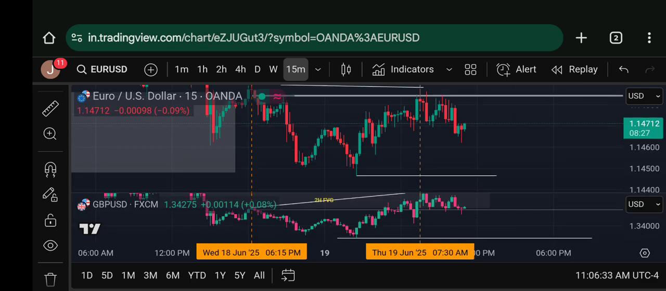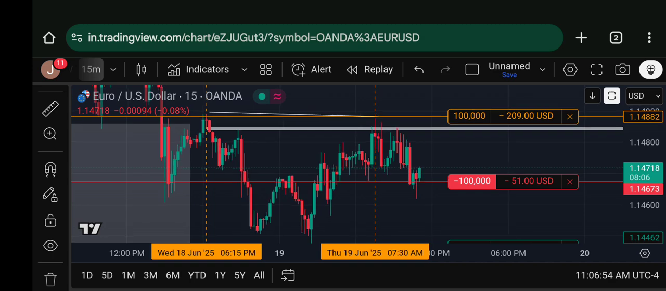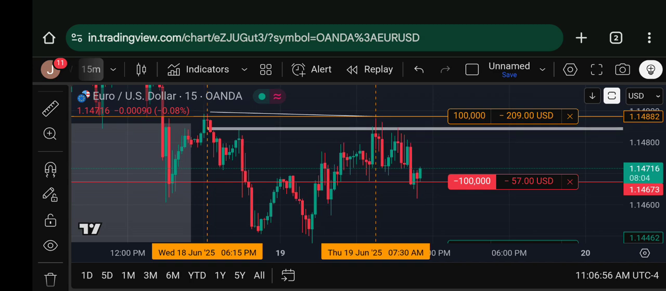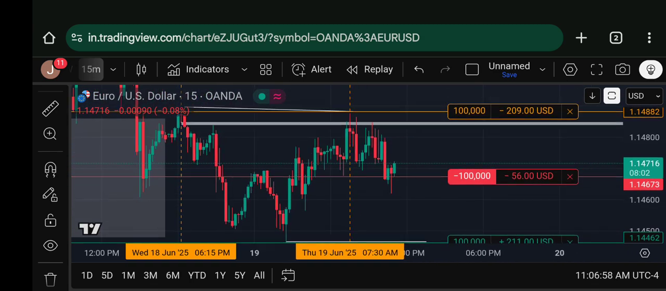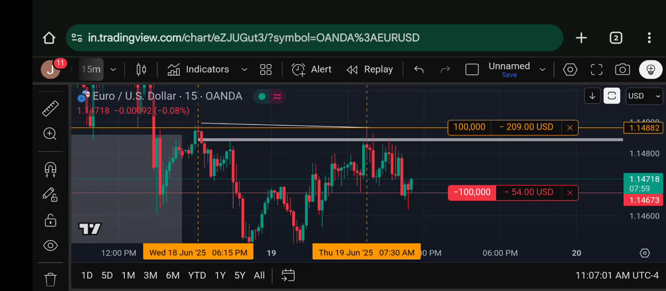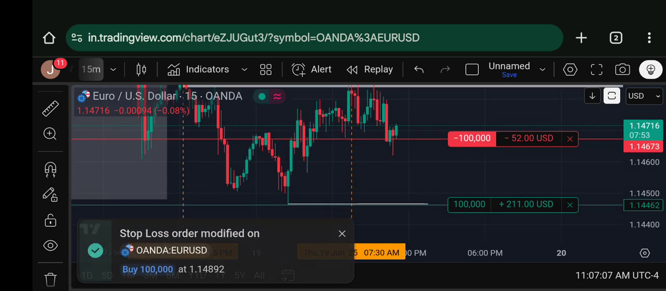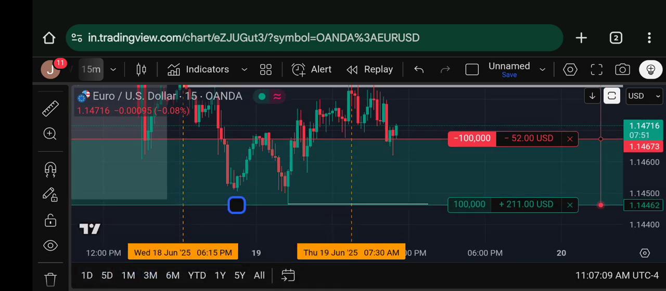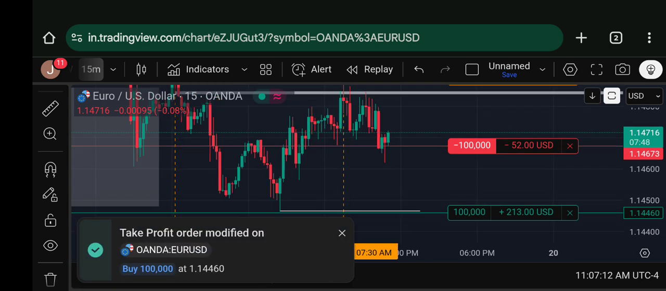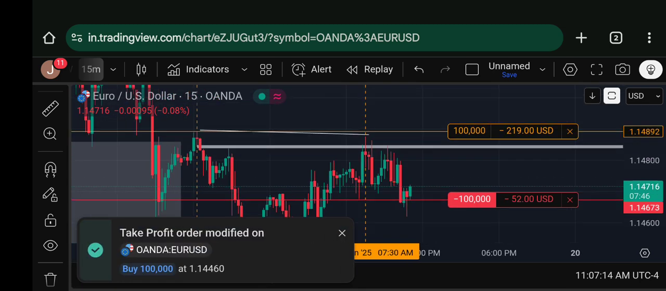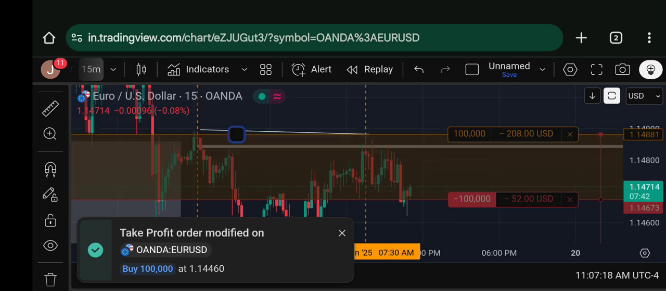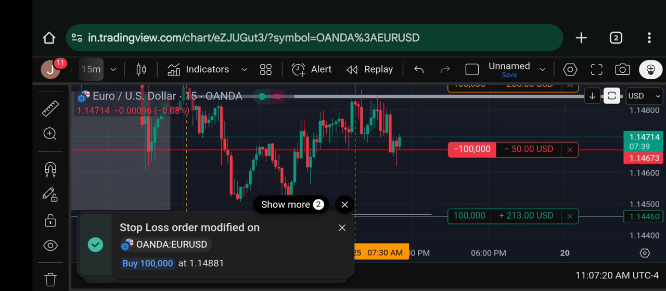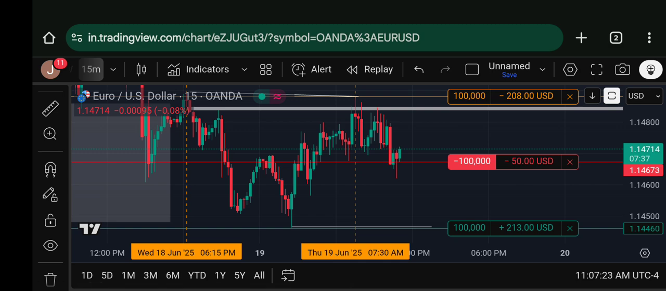And now I will show my executions. This is a 1:1 trade. My stop loss is above this SMT here, and my target would be this buy side liquidity here. We will keep the stop loss on the SMT's high. So this is a 1:1 trade, guys, almost.